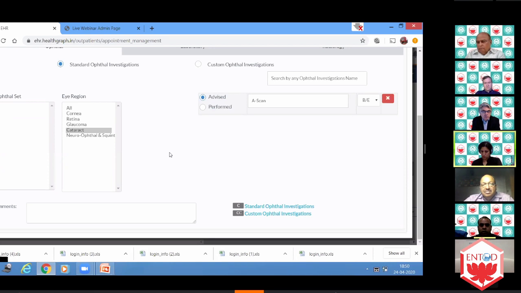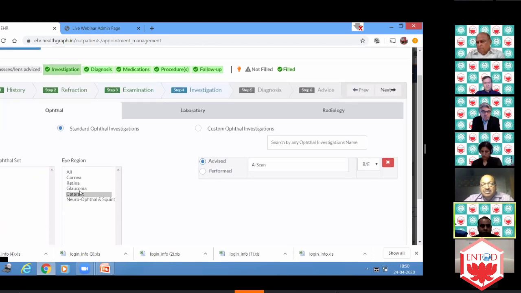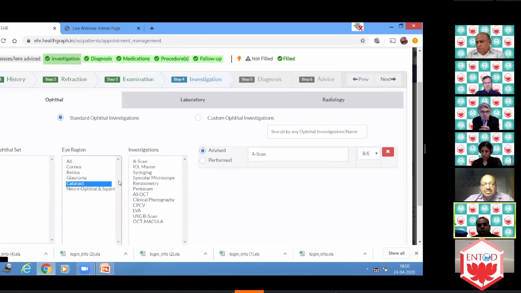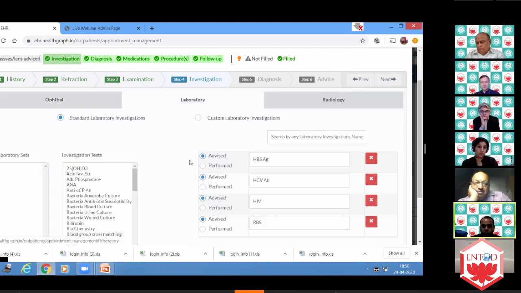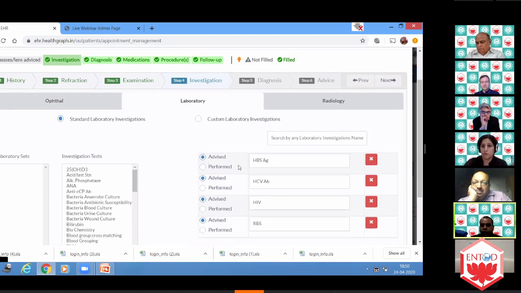So here comes the investigation part. If the patient has a cataract and you advise an A scan, whether it is performed or not performed, you can directly connect your A scan with this software. All the data will be uploaded directly. And here, for laboratory investigations, whether you want HIV, HBsAg, random blood sugar, whatever investigation you want, you can put it there.